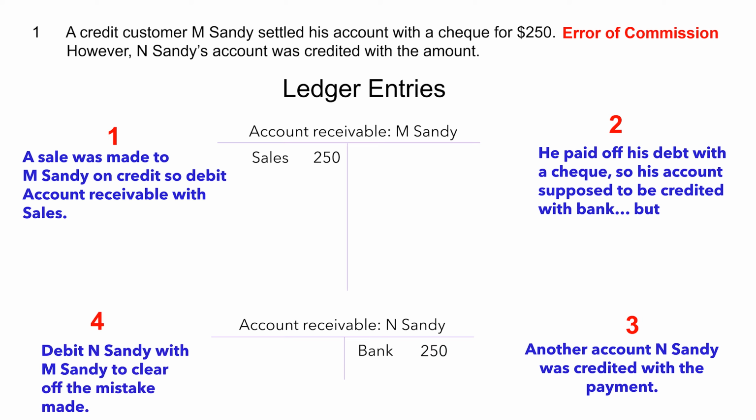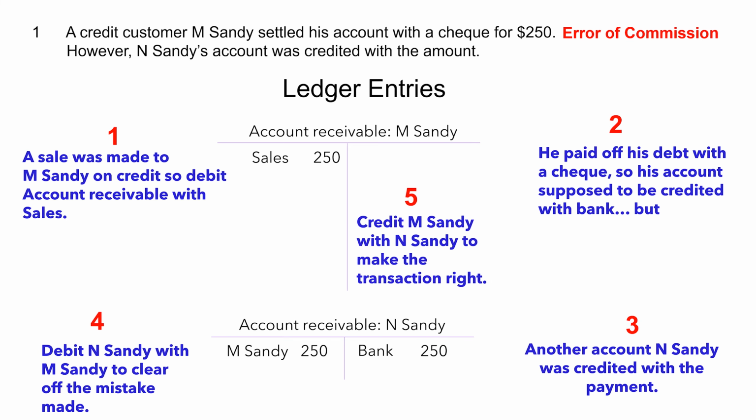4. Debit N. Sandy with M. Sandy to clear off the mistake made. 5. Credit M. Sandy with N. Sandy to make the transaction right.